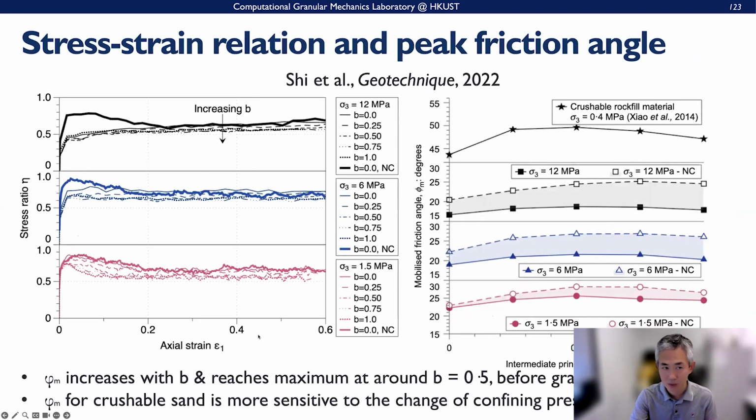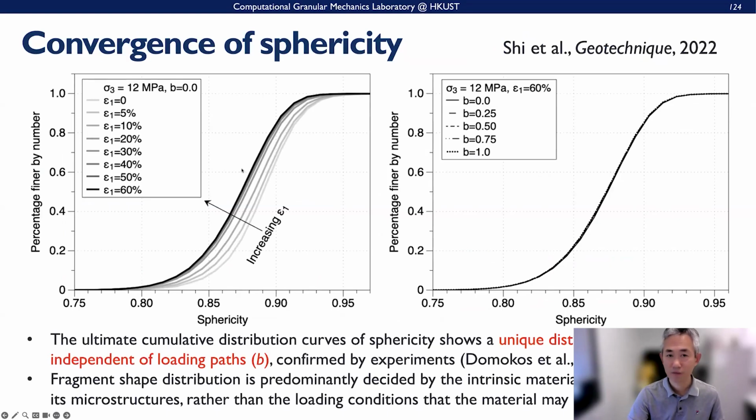This further relates to the strength that we monitor, defined by the stress ratio. The peak strength, the peak friction angle, will increase with b and reach a maximum at around b equals 0.5 here. So this is a curve where b has the peak, and at the two ends, b is 0 and b is 1, it drops here.